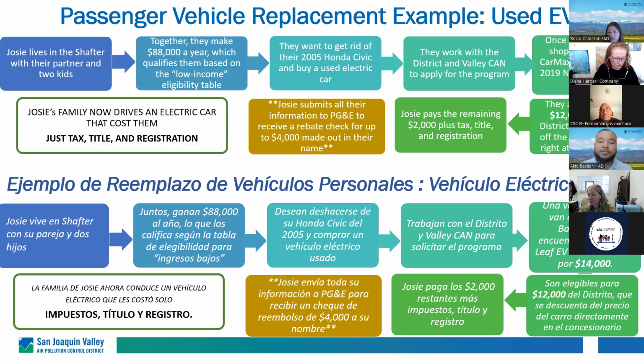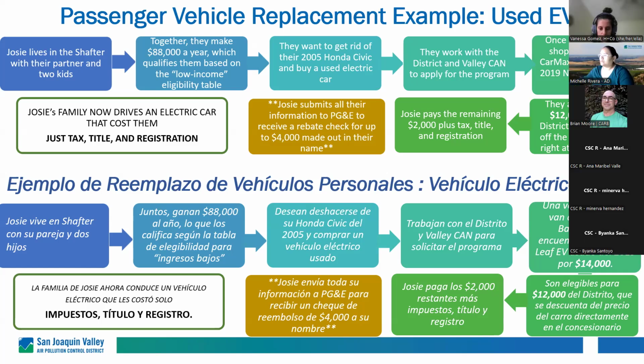Once their application's approved, they go to shop at our eligible dealership, Bakersfield CarMax, and they find a used 2019 Nissan Leaf EV for $14,000. Since this is used, they're not eligible for the $20,000. However, they are eligible for the $12,000 incentive through the program, which is taken off the price of the car right at the dealership during the final transaction. Josie pays the remaining $2,000 out of pocket plus the cost of the tax, title, and registration.